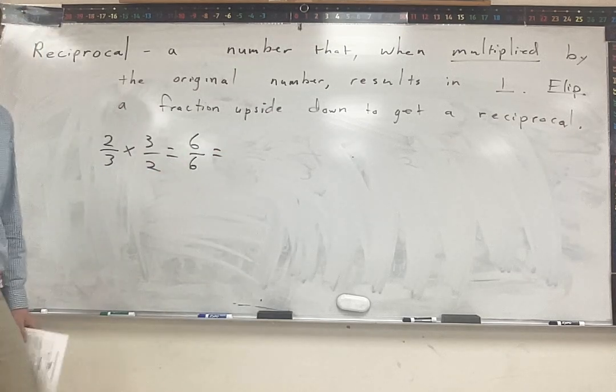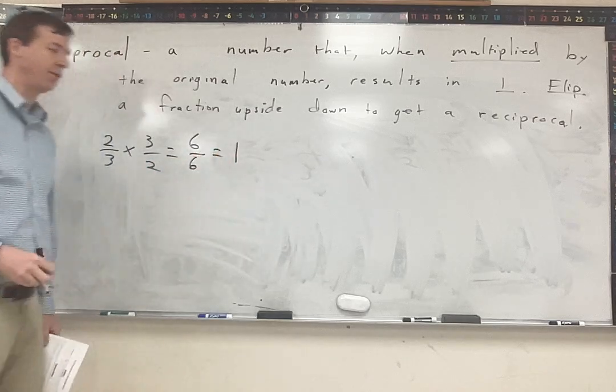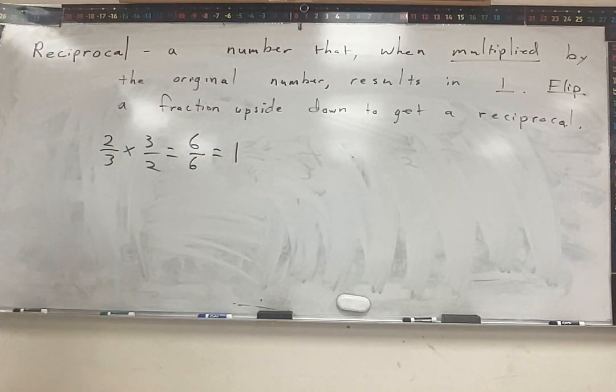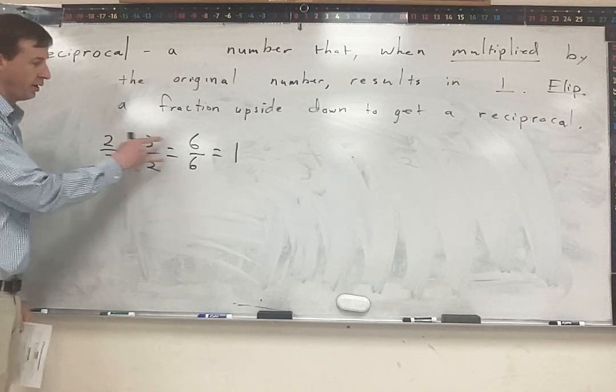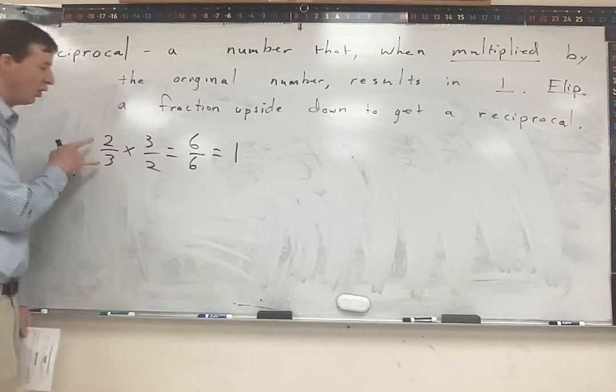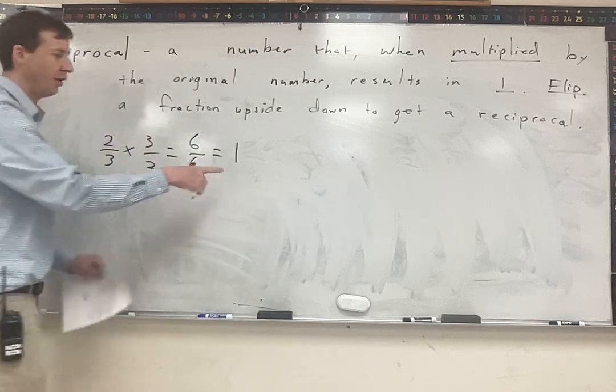And 6/6 is the same as 1. It's saying we have 6 pieces out of a pie that's been broken up into 6 slices, right? So 2/3 times 3/2 equals 6/6 equals 1. So when you multiply a number by its reciprocal, you always get the number 1.